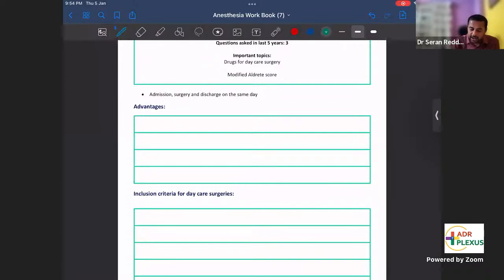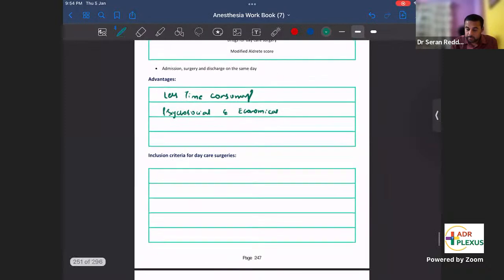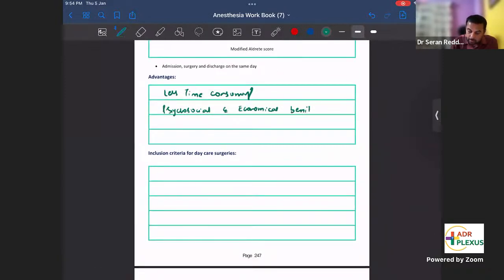What are the advantages of this? Basically, it is less time consuming. The patient will have psychosocial and economical benefits. They have fast recovery and ambulation, and less chance of nosocomial infections.